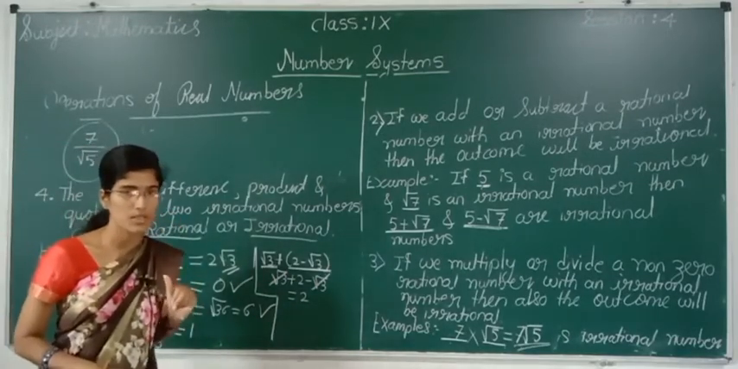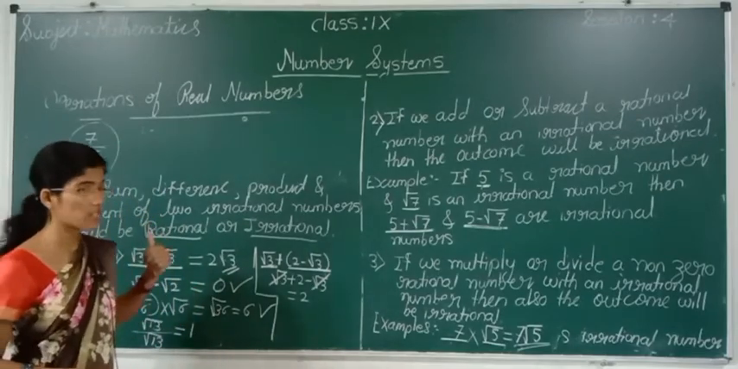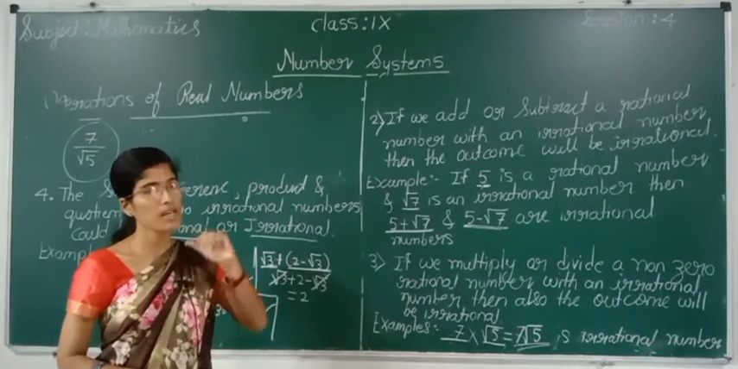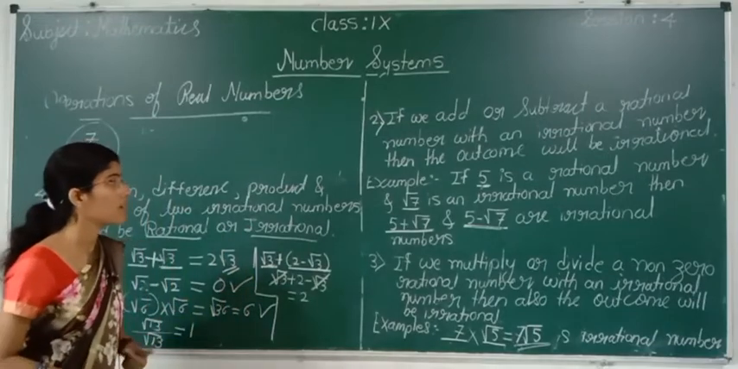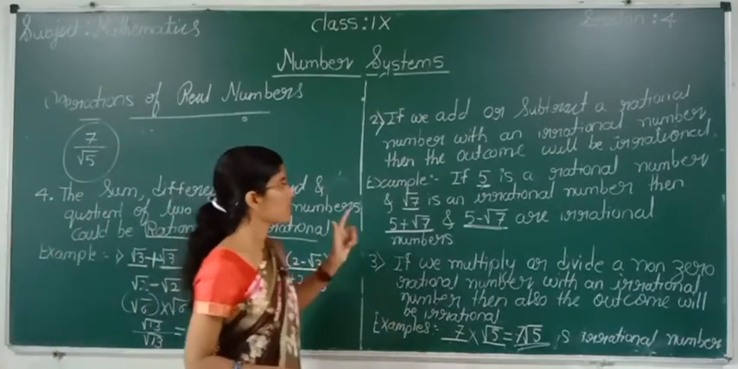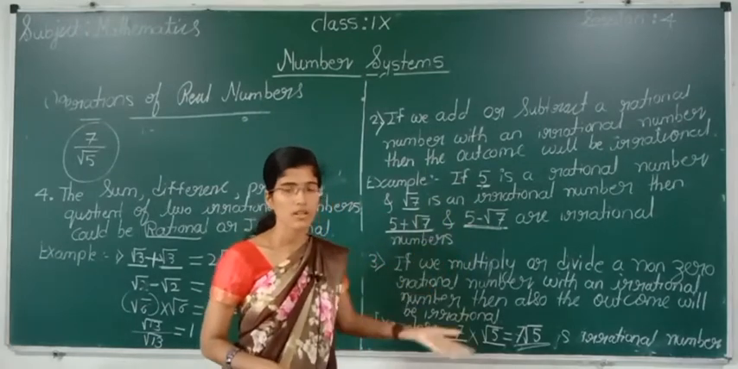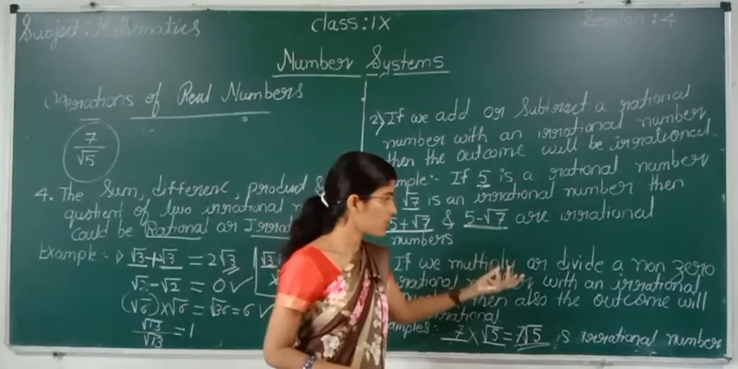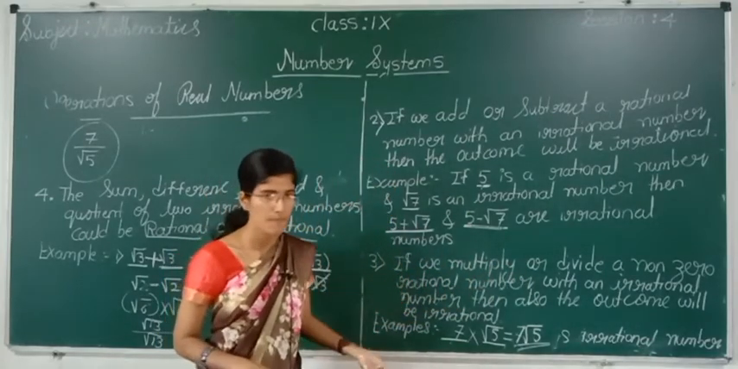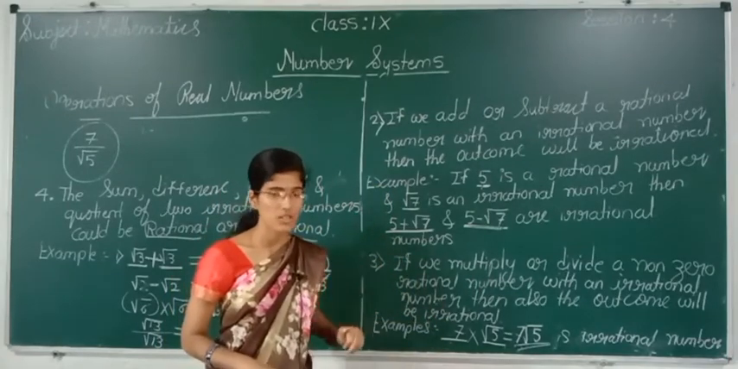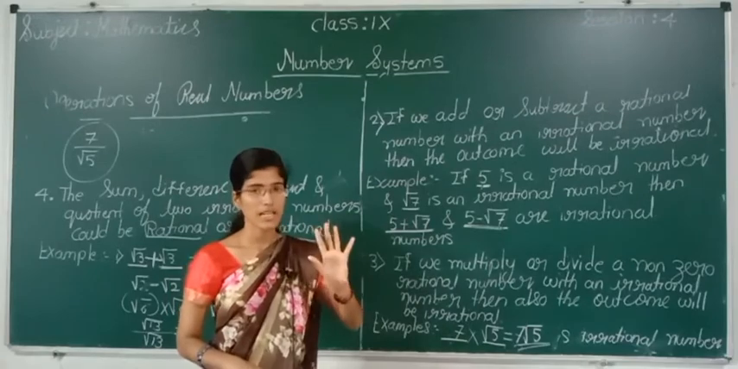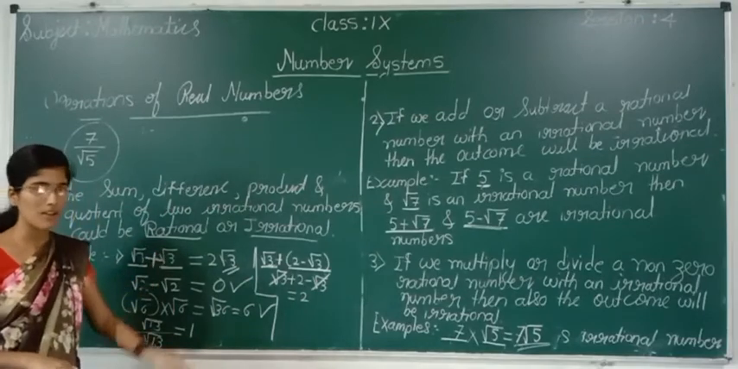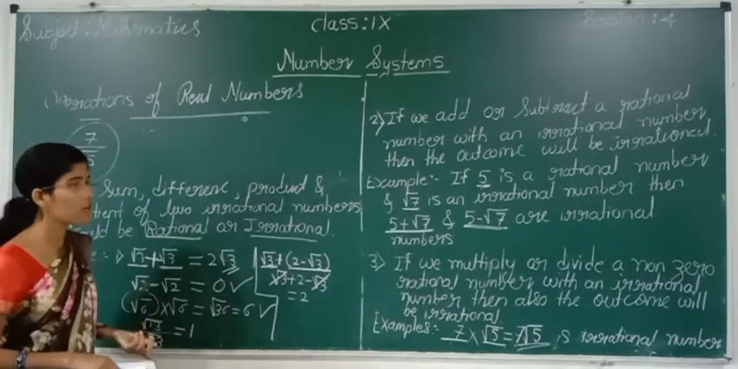Operations on real numbers. The first point is that if you take two rational numbers and perform the operations, definitely the result will be a rational number only. Second point, if we add or subtract a rational number with an irrational number, the answer is an irrational number only. Third point, if you multiply or divide a non-zero rational number with an irrational number, the answer will be irrational. If you take two irrational numbers and perform the operations, the answer may be rational or irrational.